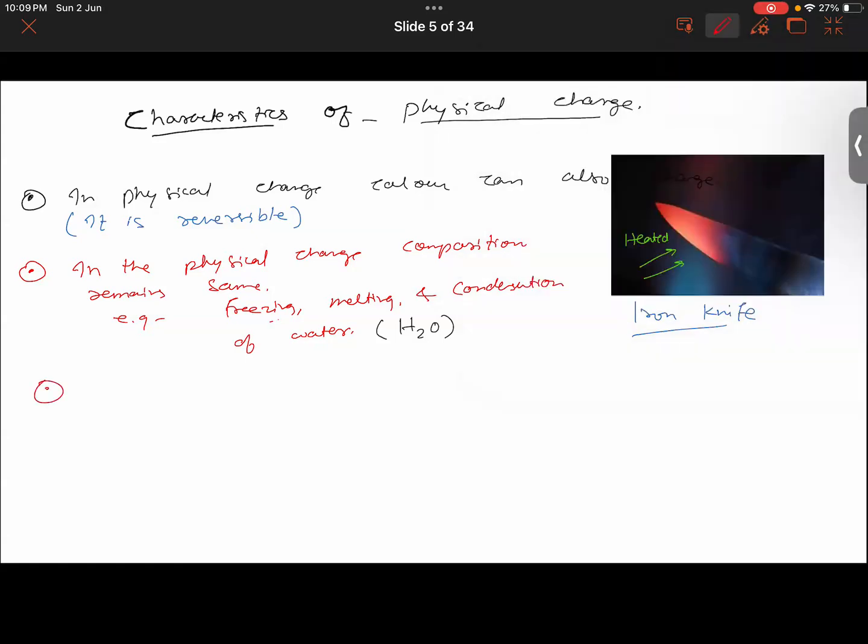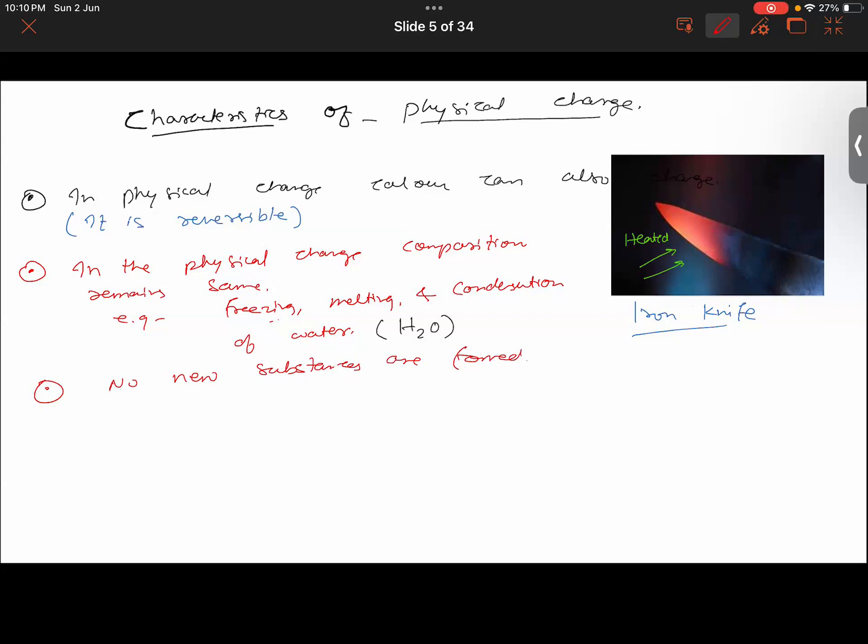Now you guys tell me, while water was going through this physical change, or for example, when you break a piece of paper, or when a candle is melting, is a new substance formed in all that? No, no new substances are formed there. So another property is that no new substances are formed.